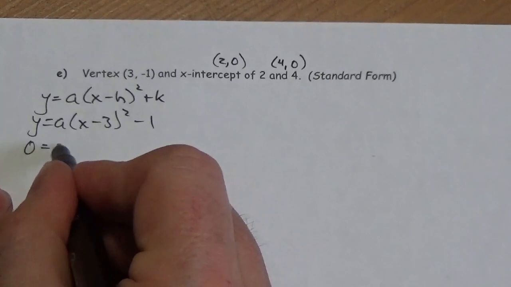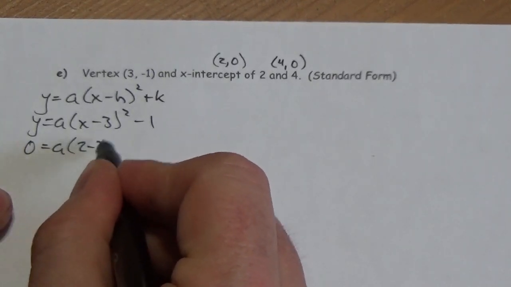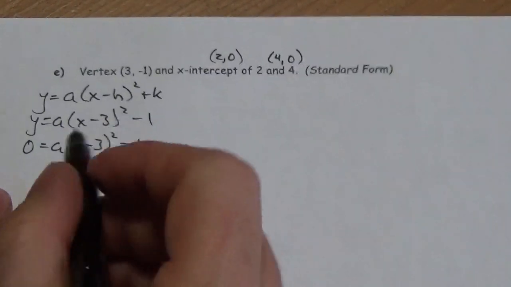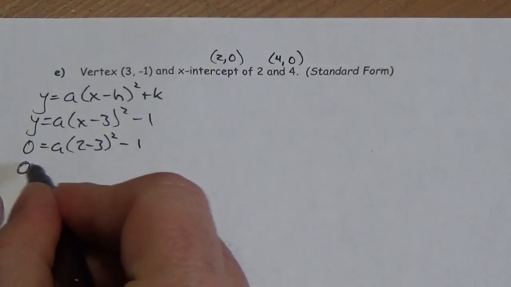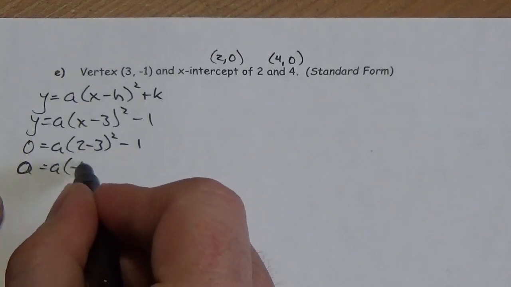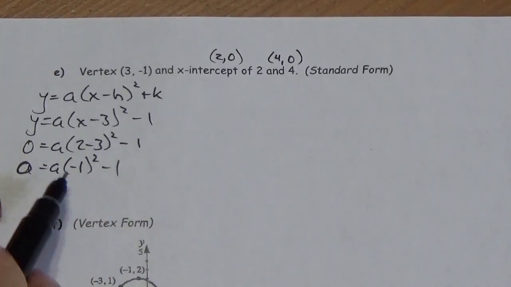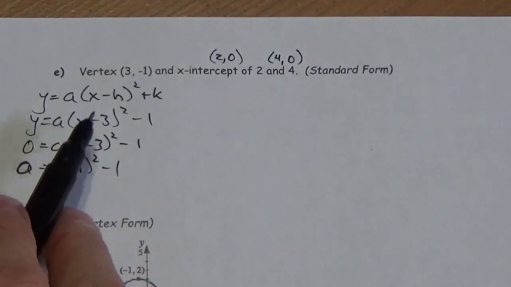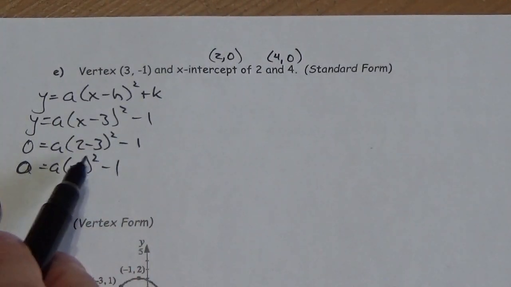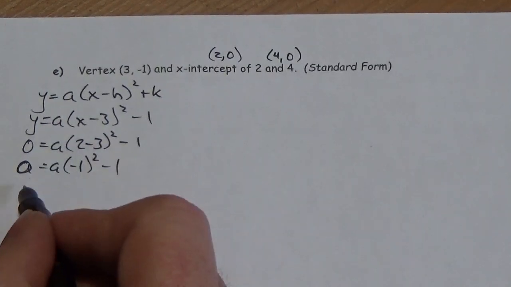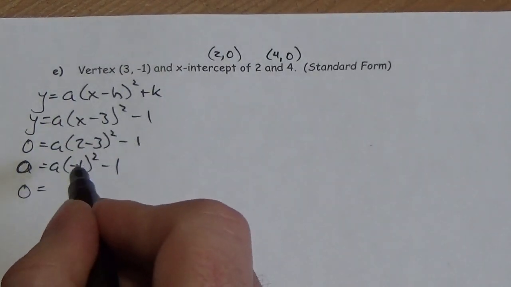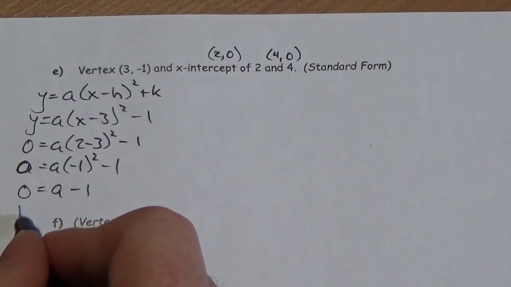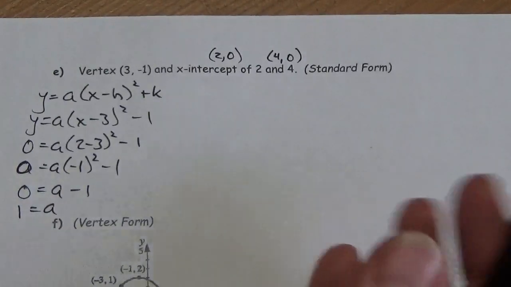So 0 is going to equal a(2 minus 3) squared minus 1. Now, 2 minus 3 is going to be -1 squared, so 0 is equal to a minus 1. Now, watch what would happen if I had used the point (4, 0) and plugged 4 into this, 4 minus 3 would be positive 1 squared. And either way, regardless of which of those you use, I'm going to get positive 1 times a. So a minus 1 is equal to 0. A is equal to 1.